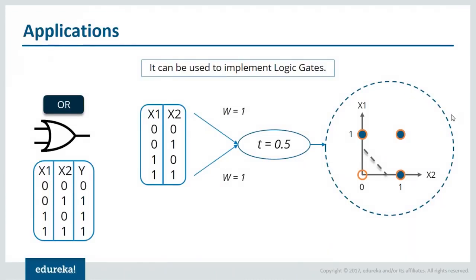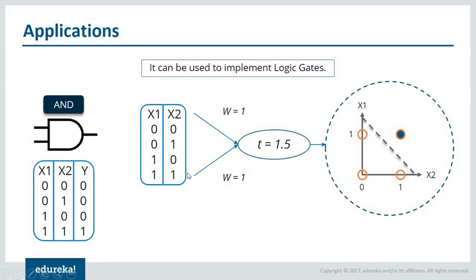And now if you notice, with the help of the single layer perceptron, we are able to classify the ones and zeros. So this line, anything above this line is actually 1, and anything below this line we have zeros. So this is how we are able to classify, or implement, the OR gate.